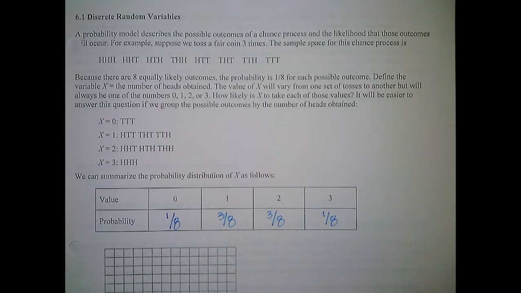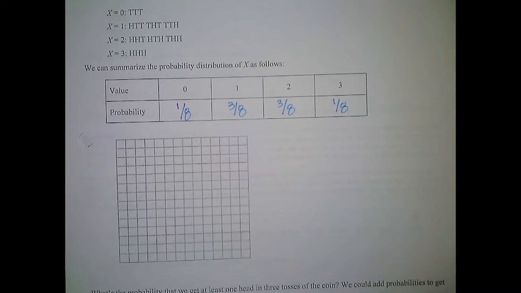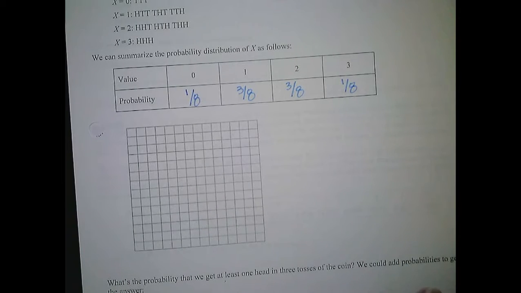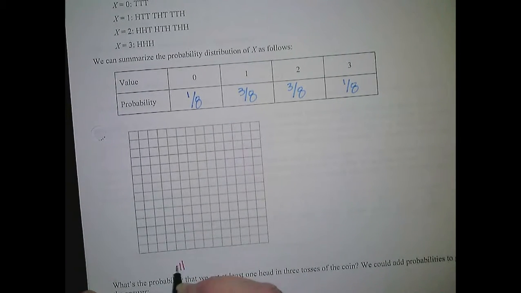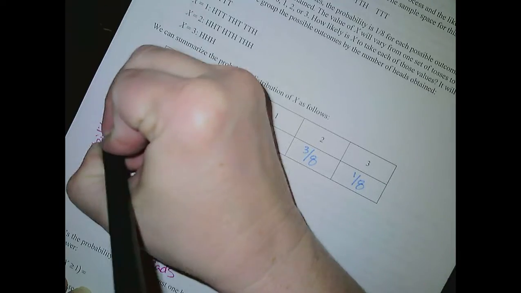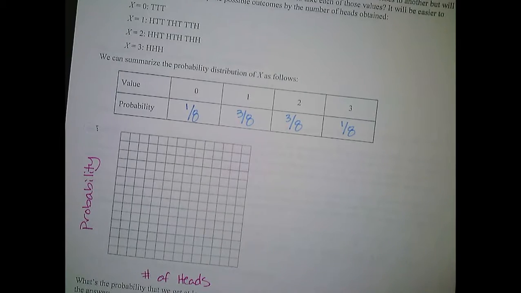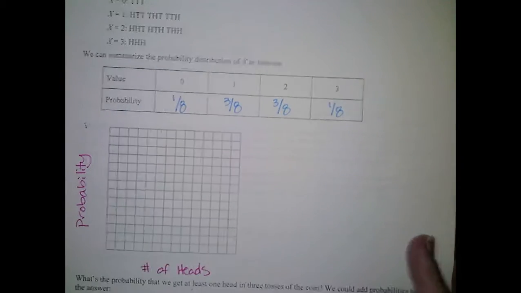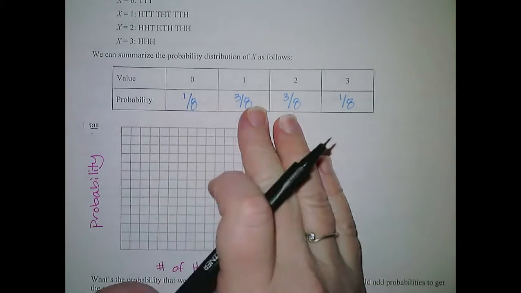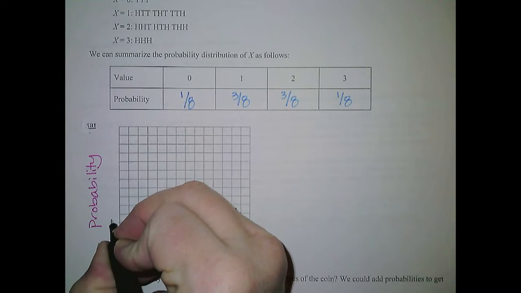Then we can take those probabilities and create a histogram from them. My horizontal axis here is just going to be the number of heads that we get. My vertical axis is going to be the probability of each of those outcomes. I'm going to scale this axis to make sure that I have anywhere from 1/8 to 3/8. So I'm just going to use maybe every 3 units. So I'll go 3 units and then we'll have 1/8.